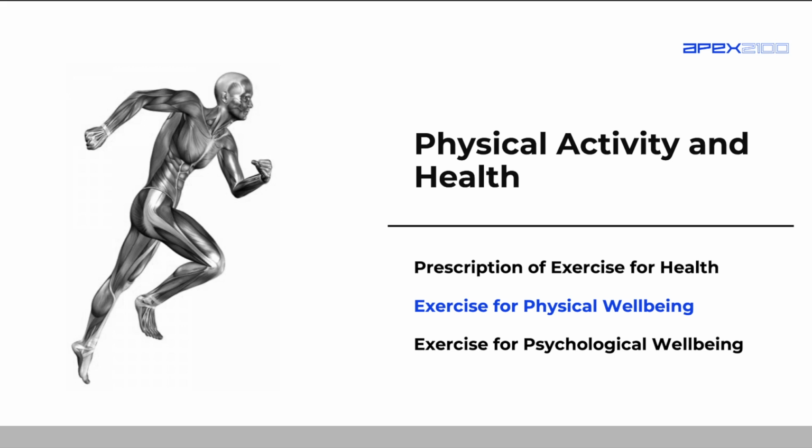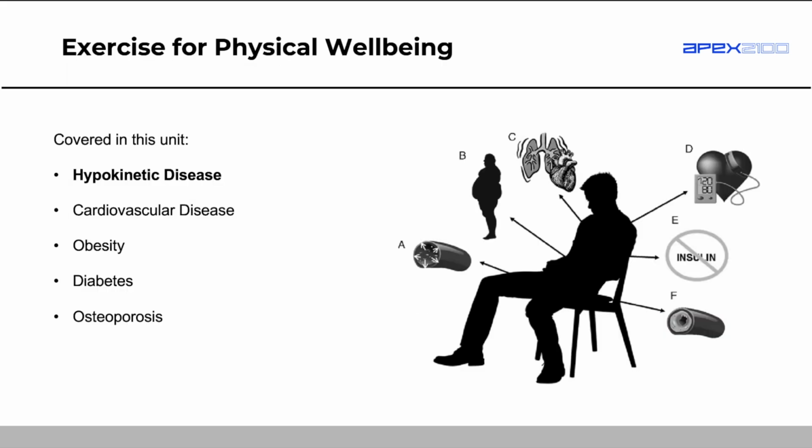Okay, we're going to be looking at part 2 of physical activity and health. We're looking specifically at exercise for physical well-being. We'll be looking at a few key parts in this unit. Firstly, hypokinetic disease. What does that mean? What does that include? And then we'll talk specifically about cardiovascular diseases, obesity, diabetes, and osteoporosis.